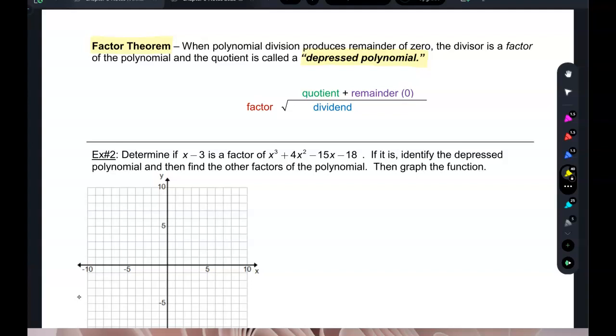Okay, so once you've done the division, we could only do this after we did all the division part. So if you get a remainder of 0, that means what we're dividing by is a factor. It means it goes into it nice and evenly.